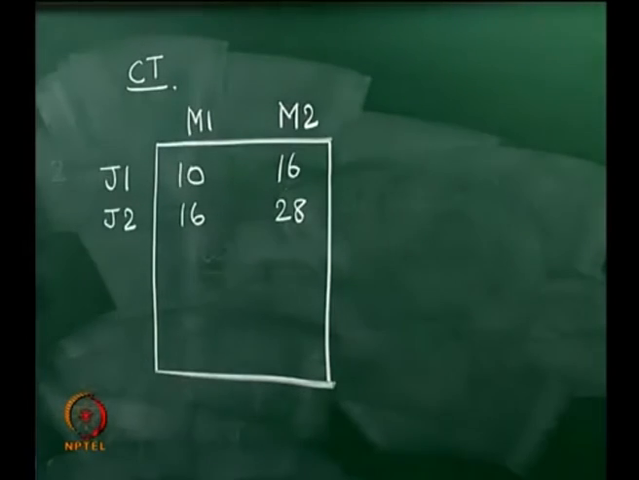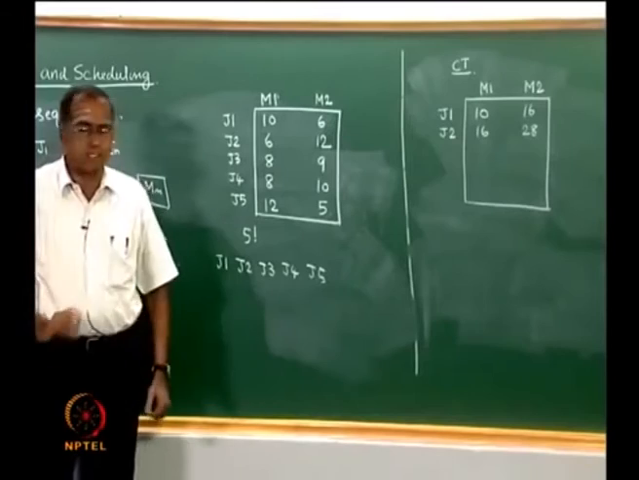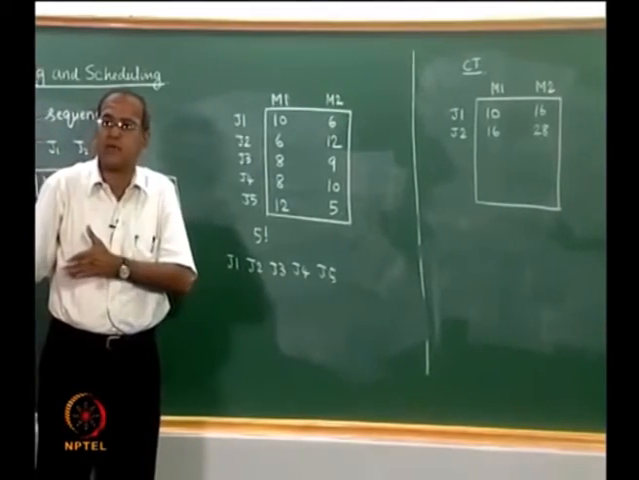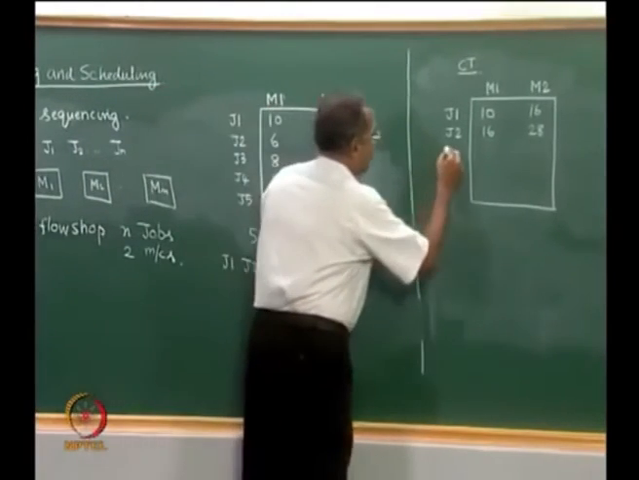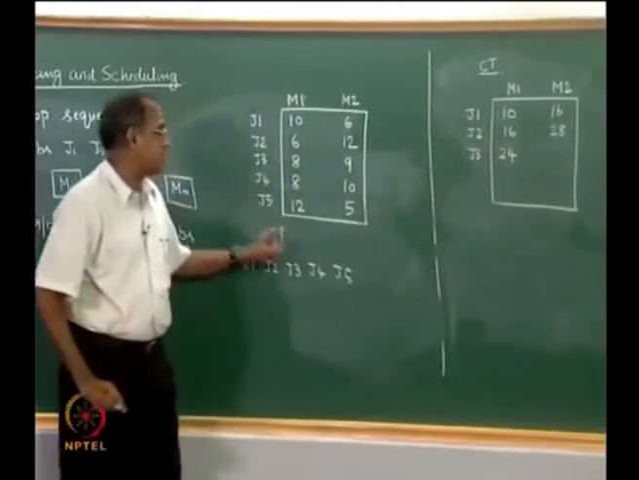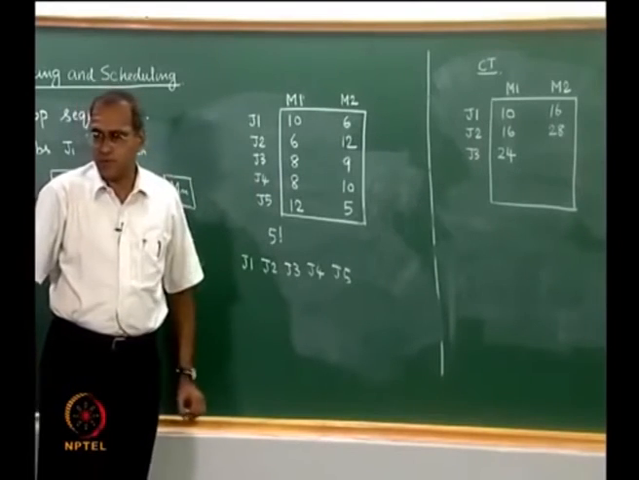Now, once again at time equal to 16, M1 is free. So, M1 can take its next job, which happens to be J3, because we are evaluating the sequence 1 2 3 4 5. So, it starts at 16 and finishes at time equal to 24. At 16 it requires a further 8. So, 16 plus 8, 24, it comes out.